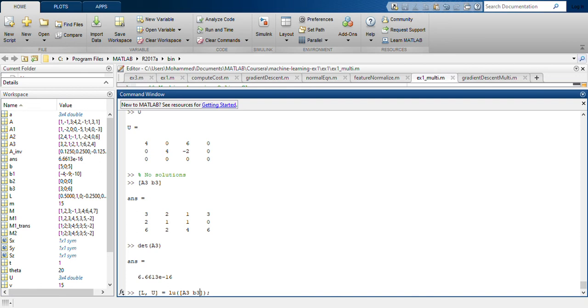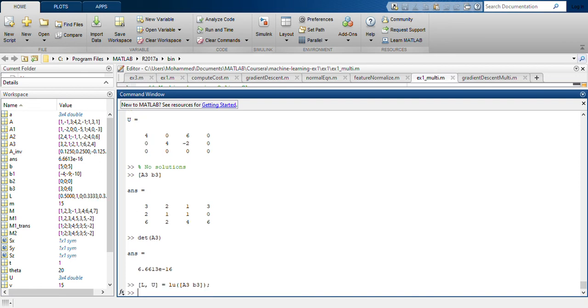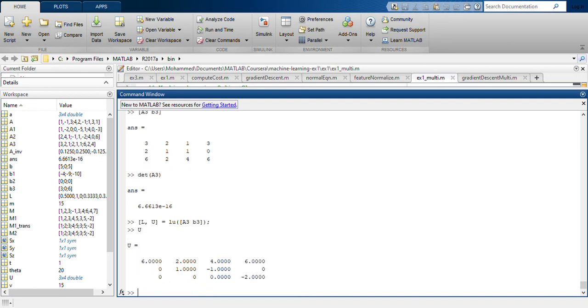A3, B3, and we are interested in the upper triangular matrix. And now you see the reduced echelon matrix shows that 0x plus 0y plus 0z equals -2. That's the impossible situation, right? How can you add three zeros and get -2?